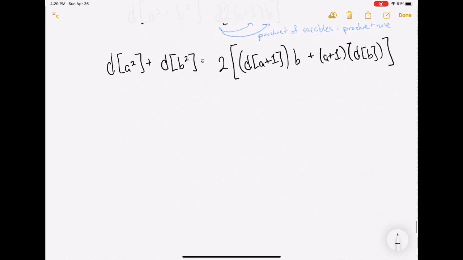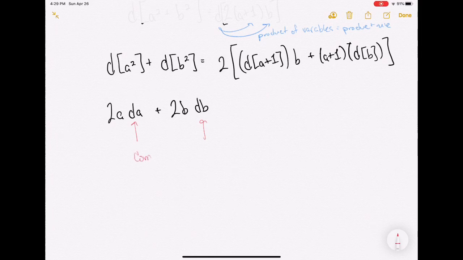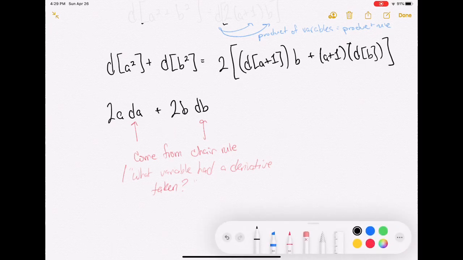Over here on the left-hand side, I'm getting 2a dA, plus 2b dB. Remember, these come from the chain rule, or what variable did we take a derivative of? They tell us which variable we took a derivative of.